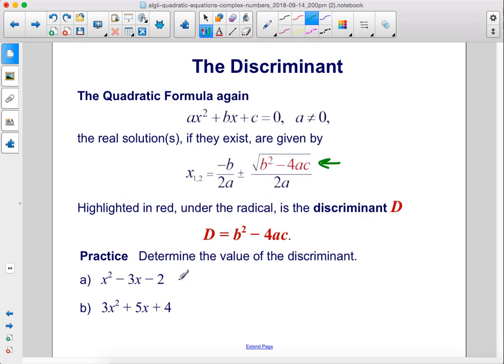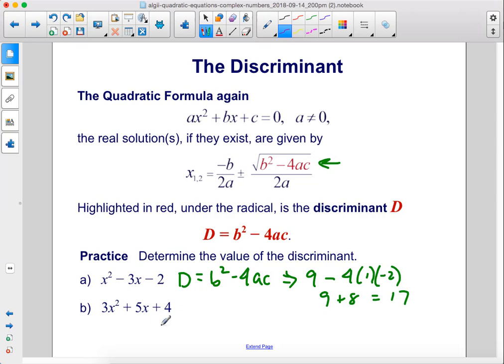All right, so here our discriminant D equals b squared minus 4ac, and that equals b squared, which is negative 3 squared, which is 9, minus 4 times 1 times negative 2. So this is 9 plus 8, which is 17.